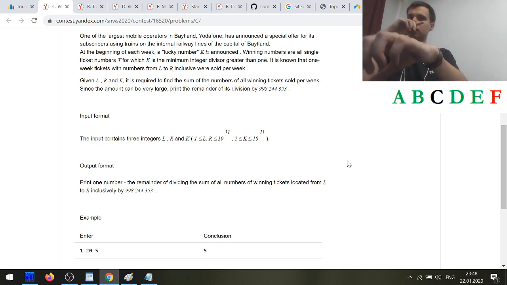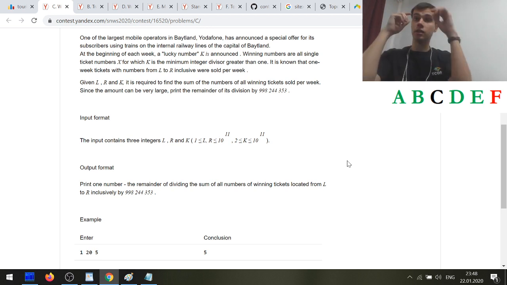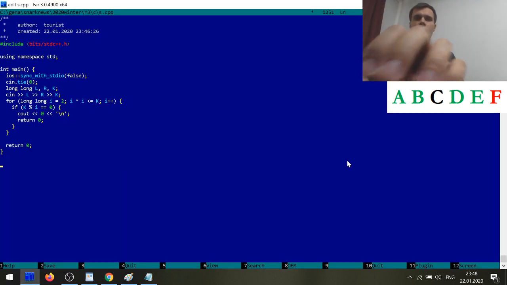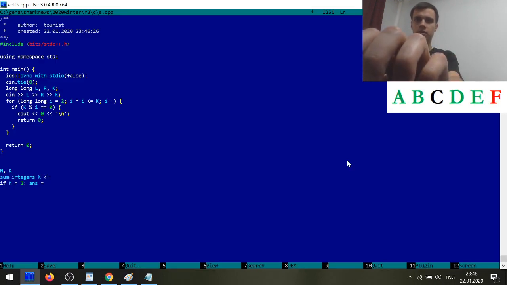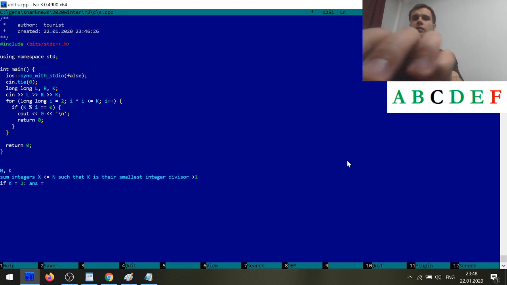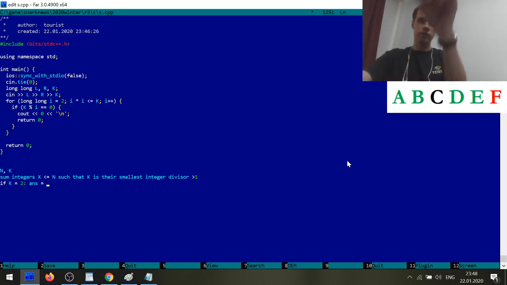The solution is, in this case, if k is equal to 2, for example, so I'm solving the problem for n and k. The problem is to find the sum of integers x not greater than n, such that k is their smallest integer divisor greater than 1.